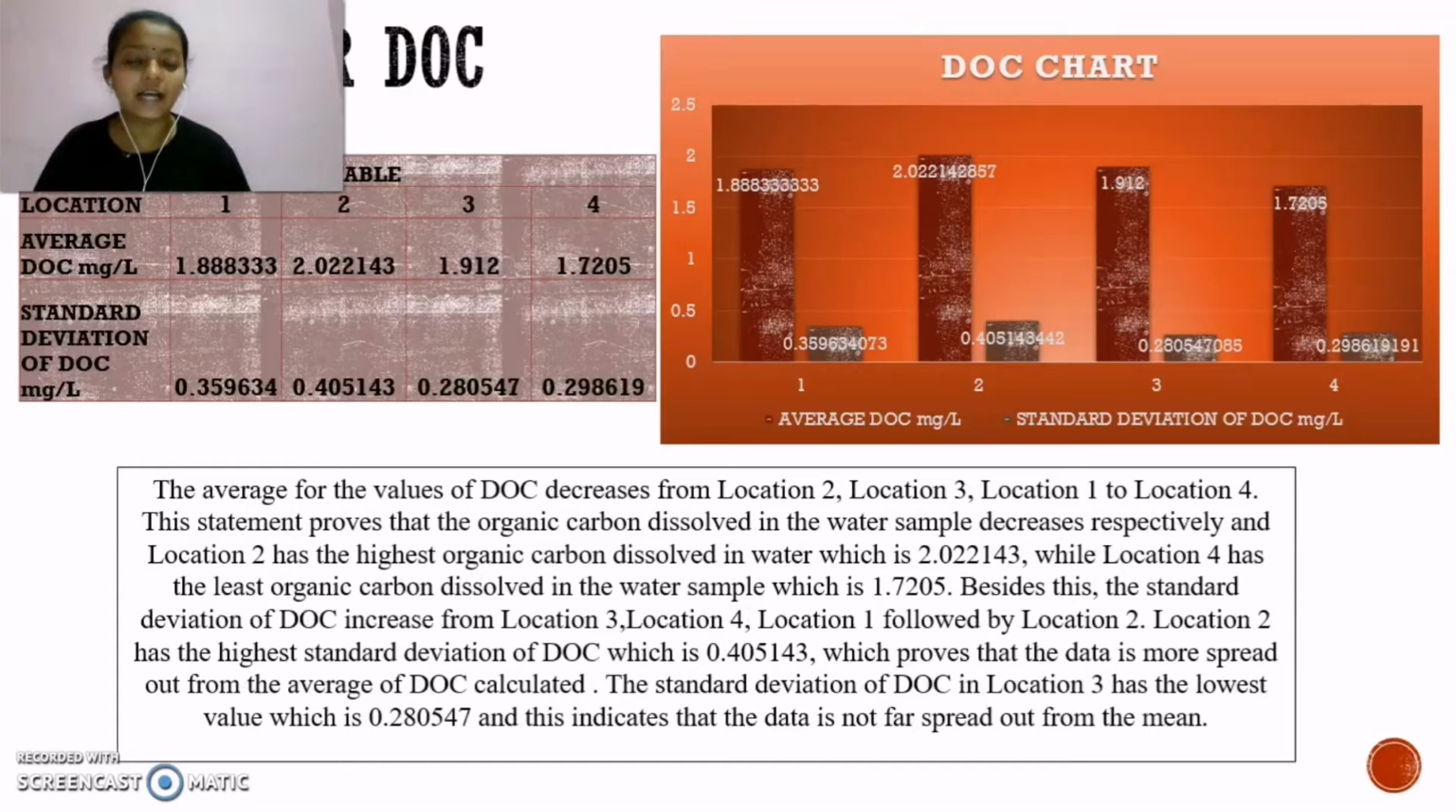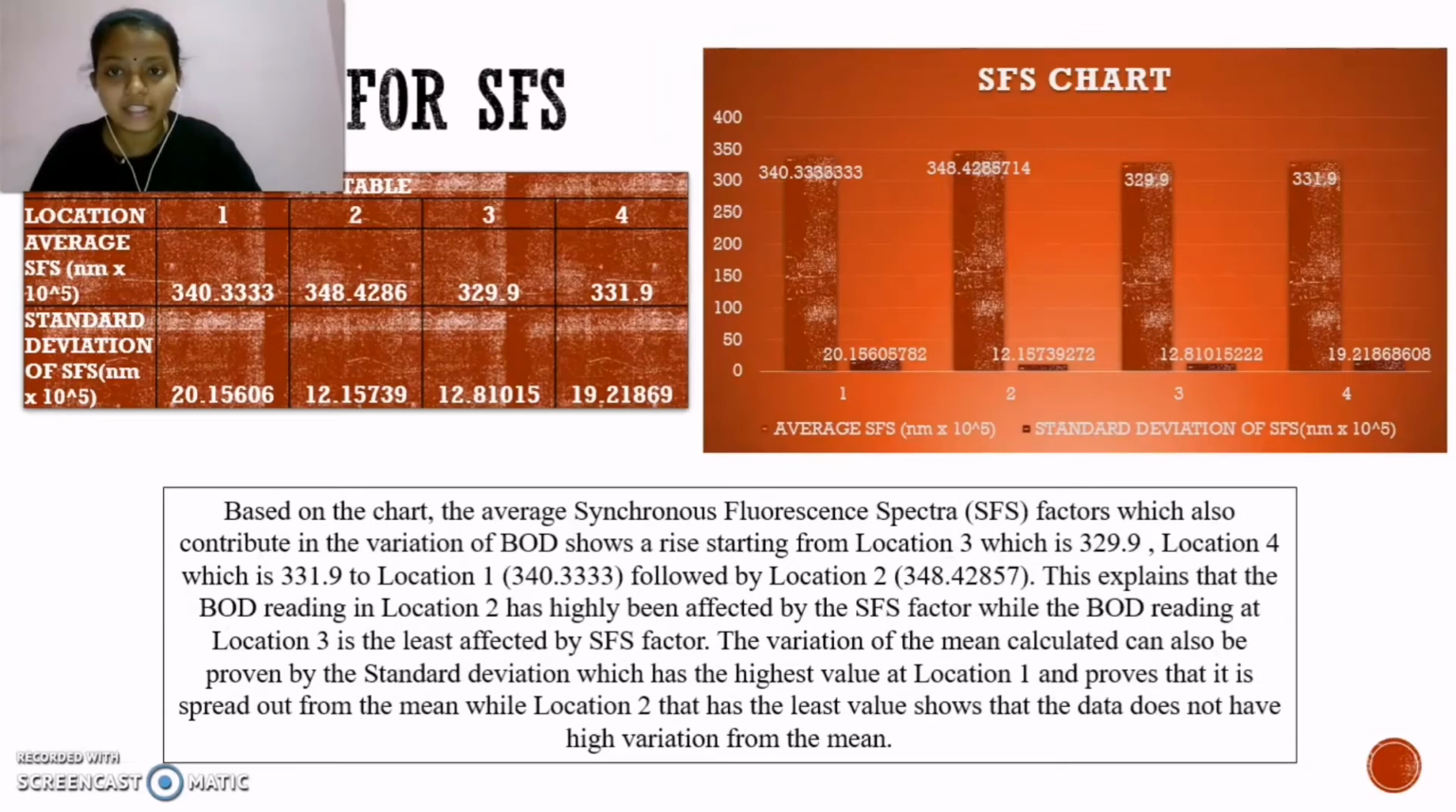For DOC, the highest mean value is location 2, which shows the highest carbon dissolved in the water sample, and the lowest is location 4, which shows that it has the lowest carbon dissolved. For standard deviation, location 3 has the lowest standard deviation, which shows that the values are closer to the mean, while location 2 has the highest standard deviation, which shows that the values are spread far away from the mean. Now, following is the graph for the SFS chart.